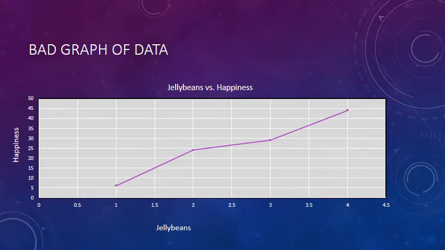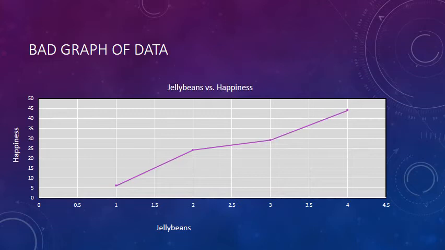It's not all bad. There are some good things about this graph. It's set up nicely. Along the x-axis, you've got jelly beans, and it's scaled well. On the y-axis, you have happiness, and again, it's in nice increments there. The range is good. The data fills most of the graph. It's not squished all into one corner.